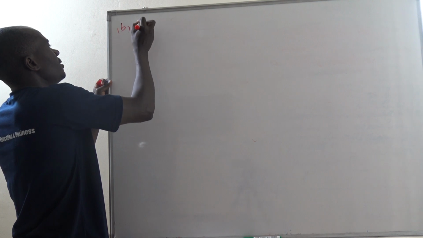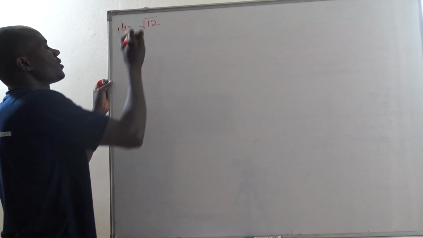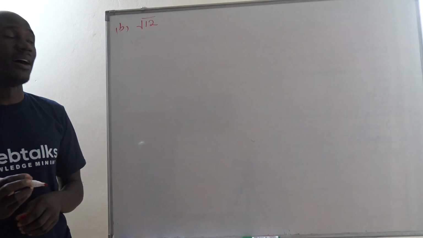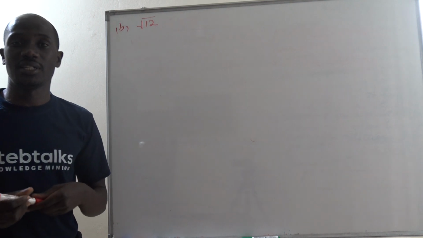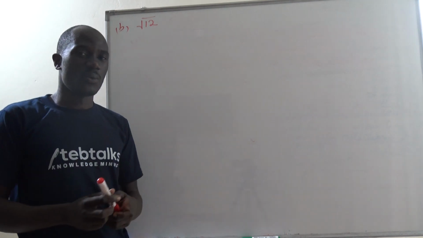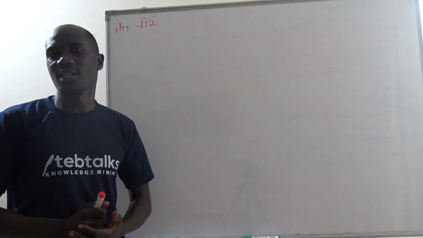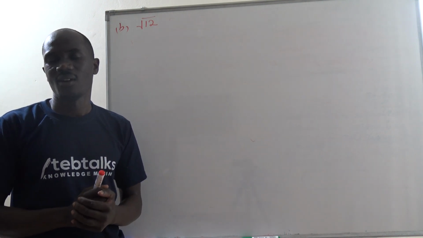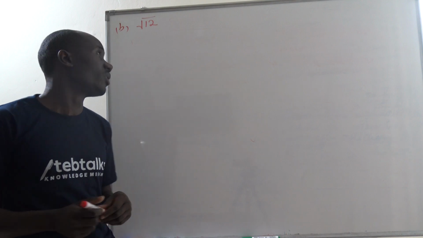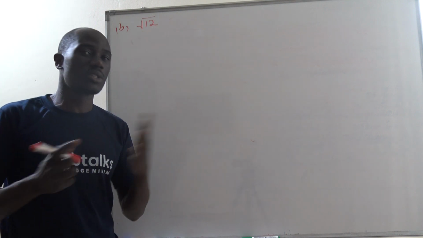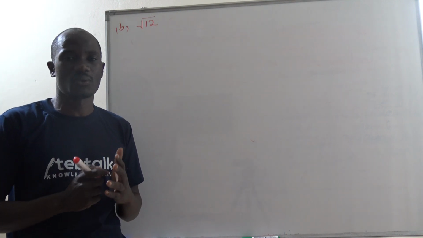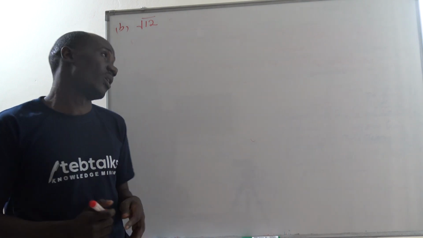Part B, root 12. Still you can see it is a bigger number, but you can also reduce it. Think of two numbers. When you multiply those two numbers, you get 12, out of which one must have a perfect square or exact square root. Like here, if I say 6 times 2, 6 is not a perfect square, even 2 is not, so that one does not work here.